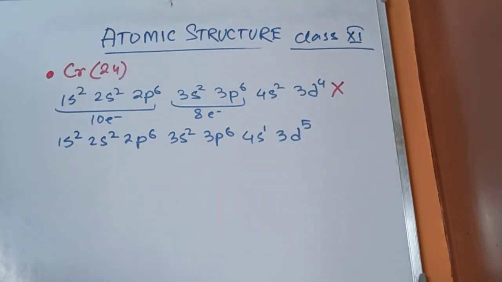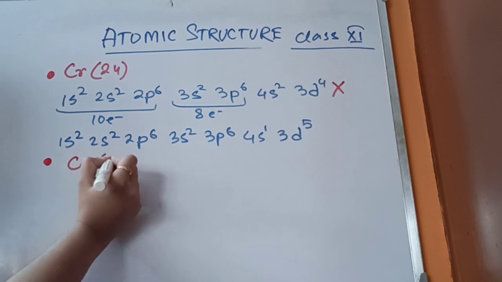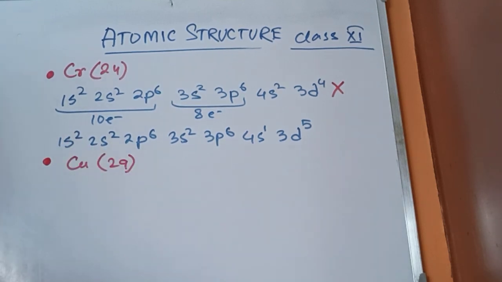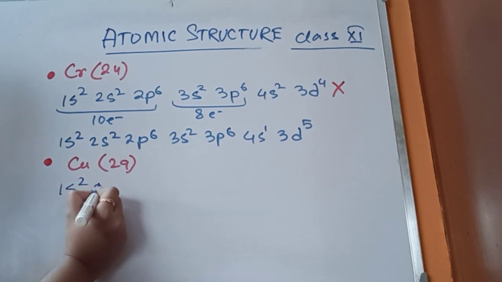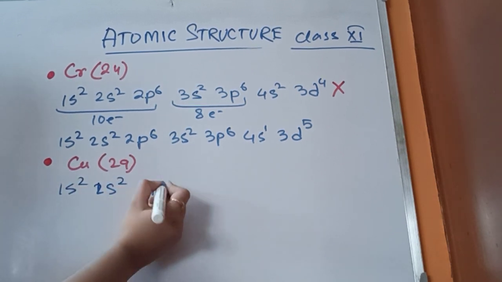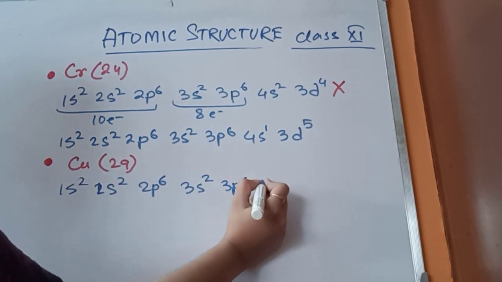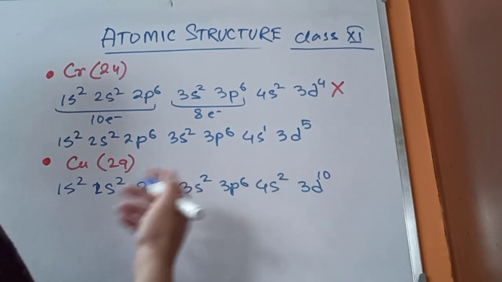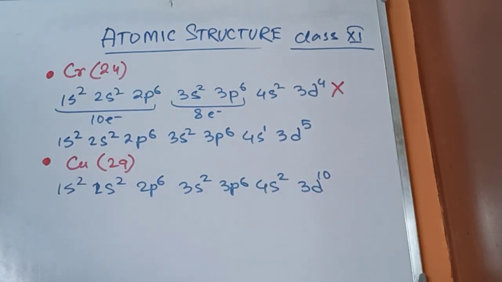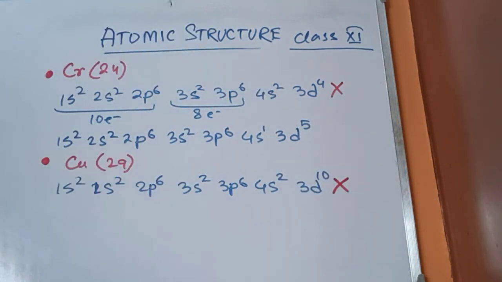Now I'll come to copper also. If you come to the electronic configuration of copper, copper is 29. So what will you do? As usual, 1s2, 2s2, 2p6, 3s2, 3p6, 4s2 and 3d9. This was what you would have done. But this is the wrong electronic configuration for copper.